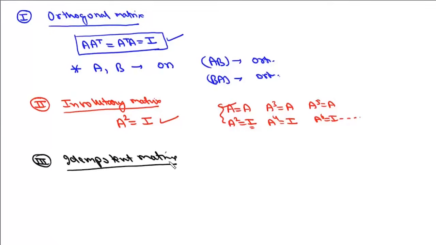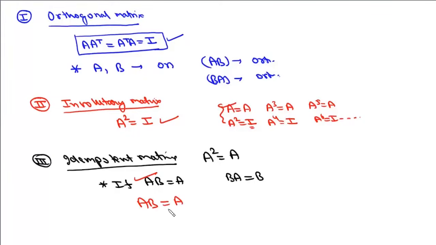Now a square matrix A is said to be idempotent if A square is equal to A. Now there is this one very common question which is asked in idempotent matrix, and which is: if AB equals A and BA equals B, then prove that A and B are idempotent matrices. Now what we'll do is we'll take this first expression, which is AB equals A. Now we'll multiply A to the right.